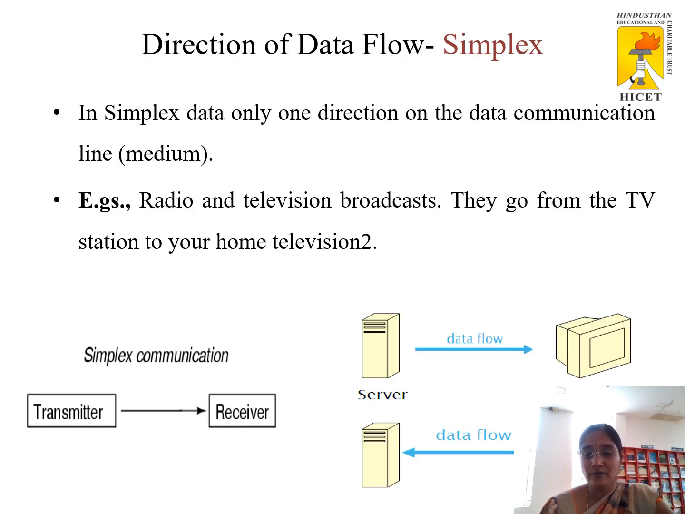Now, the direction of data flow. When data is being transferred from the sender, that is the transmitter, to the receiver, the data can flow in different ways. First we are going to discuss the simplex method. In simplex, the data movement happens only in one direction. Examples of data transmission in this way are radio and television broadcasting: one sender is sending and the receiver is receiving. That is the direction of data flow in the simplex manner.